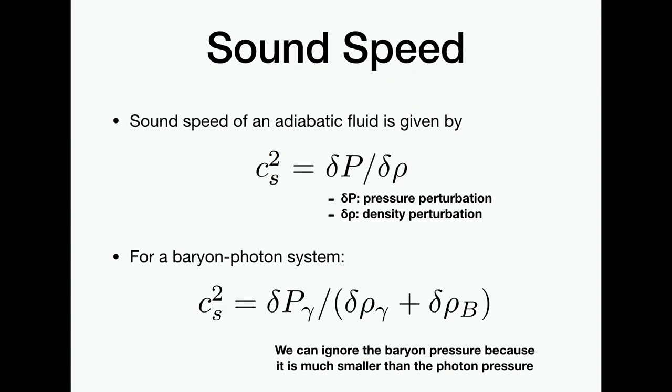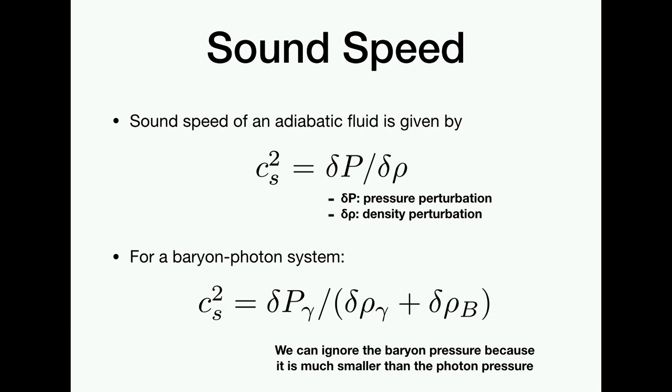Now we are talking about a system that consists of baryons and photons. Ignore dark matter because they do not scatter photons. They do not participate in sound speed. Or neutrinos, let's ignore those. We just consider photons and baryons.